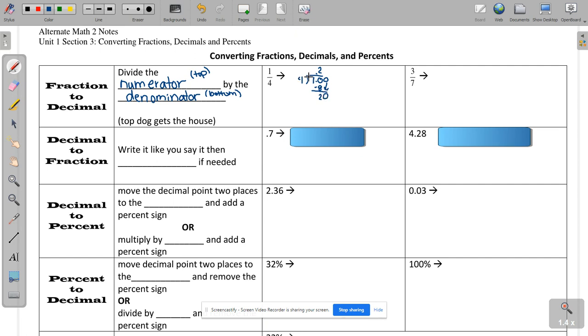Then we do 4 goes into 20. 4 goes into 20 5 times. 5 times 4 is 20. Subtract, and we get 0. So 1/4 as a decimal is 0.25. Now let's look at 3/7. We're going to do 3 and divide it by 7.